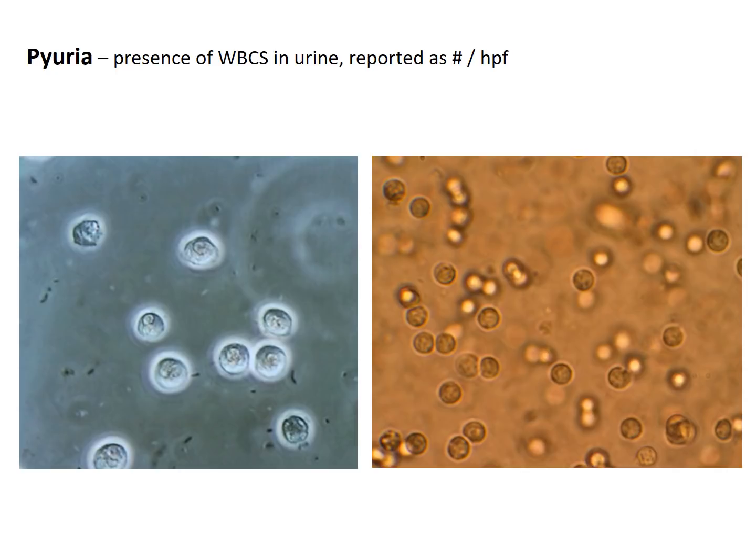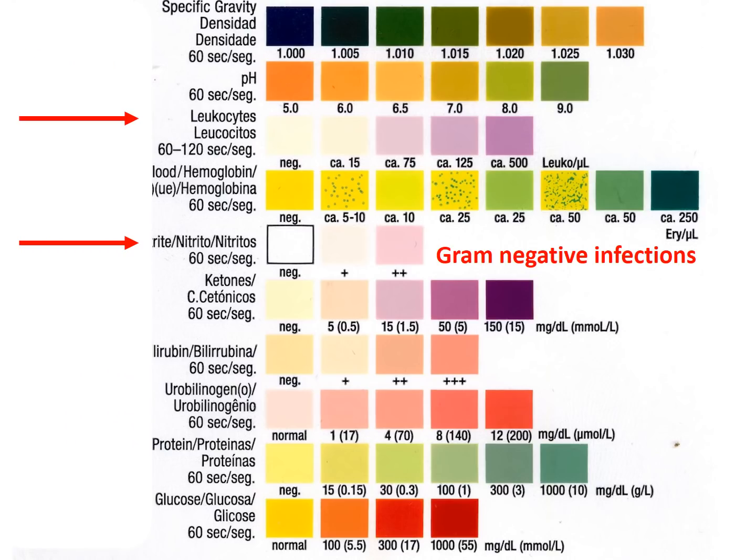Let's talk about pyuria again, presence of white blood cells in urine, typically reported as a number per high-powered field. And then on the macroscopic UA, we can look for leukocytes in terms of leukocyte esterase tests, and then we can look for presence of nitrites. And remember, it's the gram negatives that give us the positive nitrites.